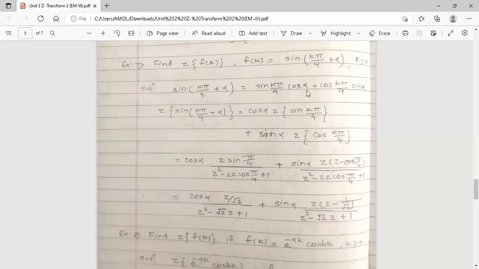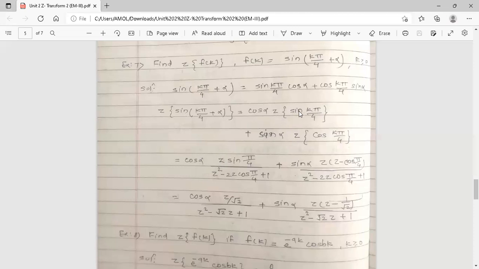Because in the RHS there are two terms. In these two terms, sine k pi by 4 is the sequence term and cos k pi by 4 is the sequence term. Cos alpha and sin alpha are the constant terms. So in the RHS, it is equal to cos alpha into Z transform of sine k pi by 4 plus sin alpha, a constant, so write as it is, sin alpha into Z transform of cos of k pi by 4. Okay.